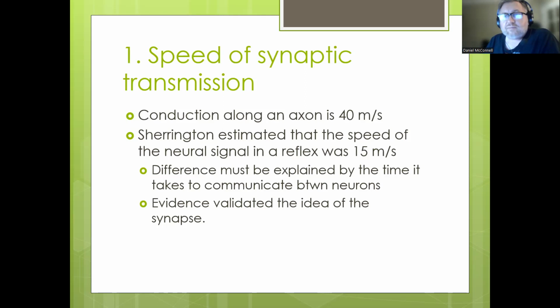right? Separate from Ramon y Cajal's observation of these small gaps, Sherrington is now arguing that when you have communication across a synapse, that is slower than communication down an axon, and the presence of a synapse can be demonstrated whenever we see that kind of slowing of a response.